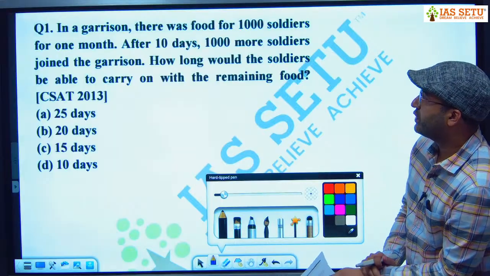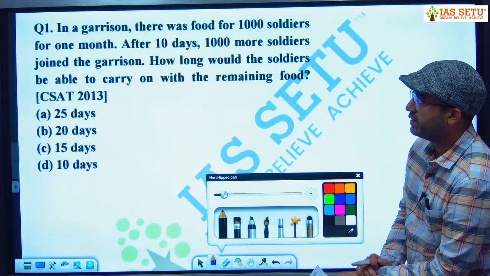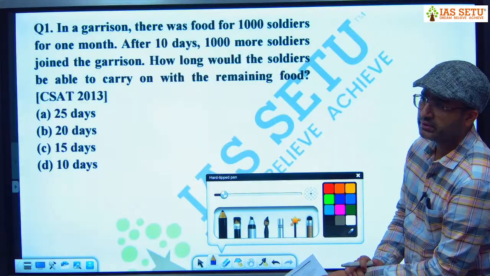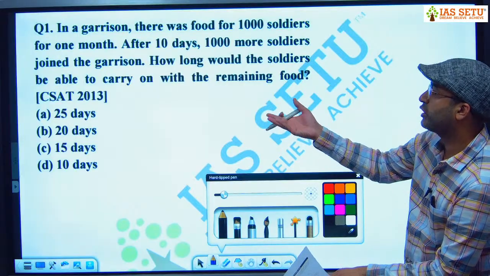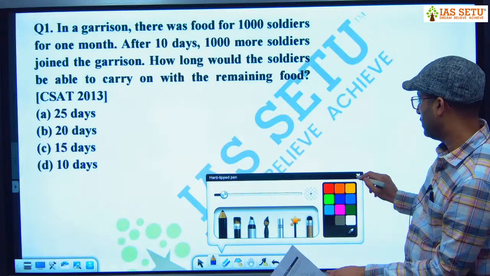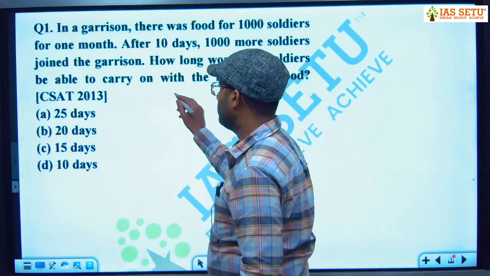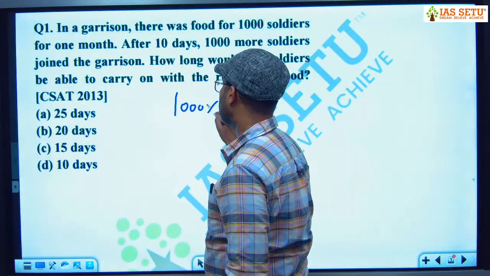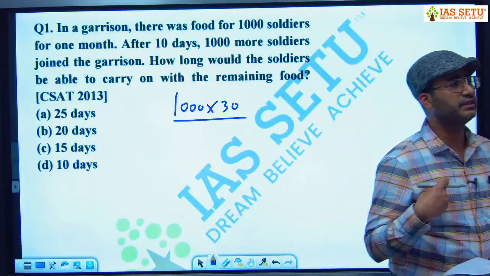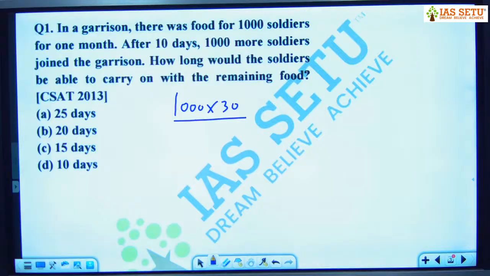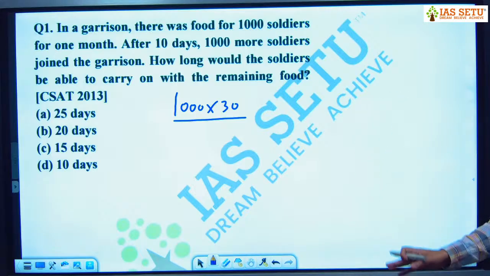And I tell you one thing here, in this question, the examiner assumes that a month is 30 days. मतलब वो assume करके चला है, ठीक है? I think they have to clearly mention that in that month there are 30 days. So here we have food for 1000 soldiers for 30 days. ठीक है? 1000 soldier के लिए 30 दिन तक का हमारे पास खाना है. After 10 days, 1000 more soldiers joined the group. How long would the soldiers be able to carry on with the remaining food?